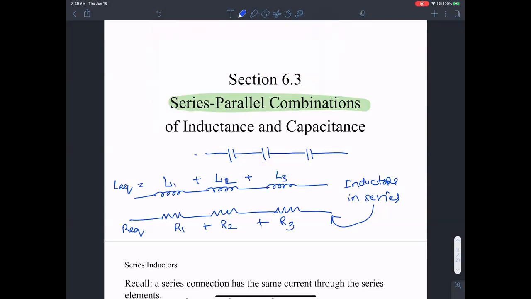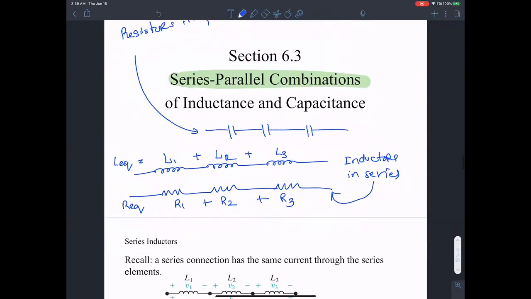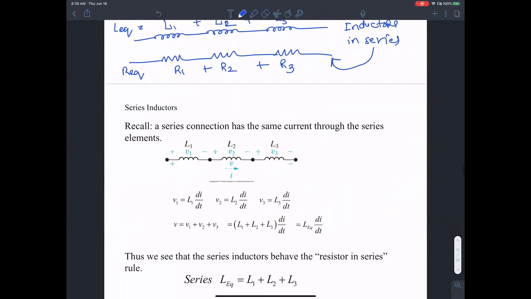On the other hand, capacitances in series behave like resistors in parallel. We'll look at that. This is simply something for you to bear in mind, just so it's easy to look at what's going on.